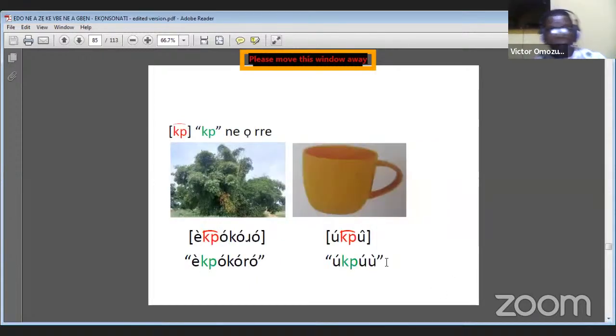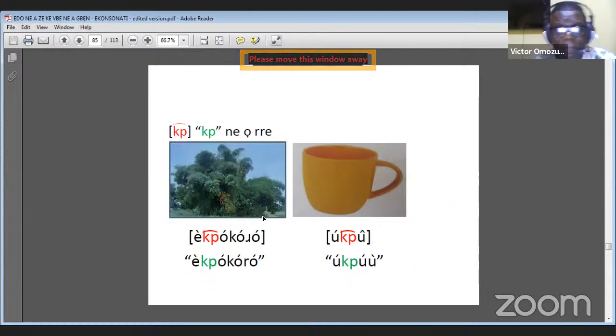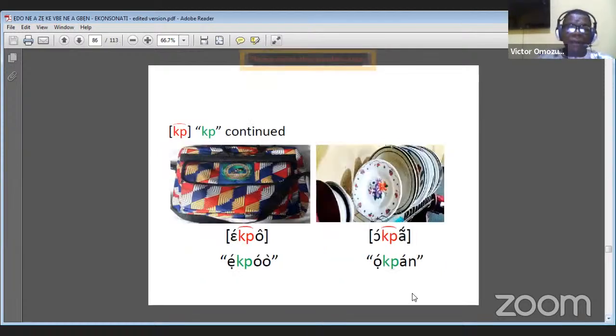Now there, a pokoro. That's the picture of a pokoro there, that is bamboo. The bamboo trees. Then I have a uku, ukpu. Ekpo. Ekpo is different from ekpo.